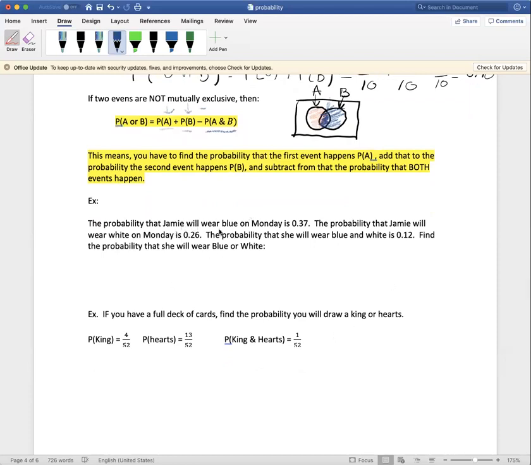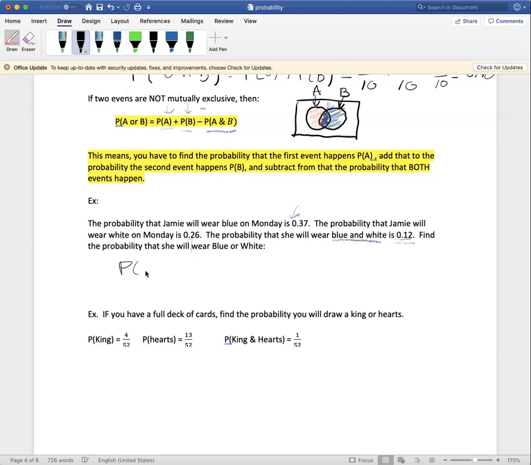The probability that Jamie will wear blue on Monday is 0.37. The probability that Jamie will wear white on Monday is 0.26. The probability that she will wear blue and white is 0.12. So here's an example where these two events are not mutually exclusive because she can wear both of them. Maybe she has a checkered shirt that's blue and white, or maybe half the shirt's blue and half the shirt's white. Whatever it is, these two events are not mutually exclusive because it's possible for her to wear both of them. So find the probability that she'll wear blue or white.